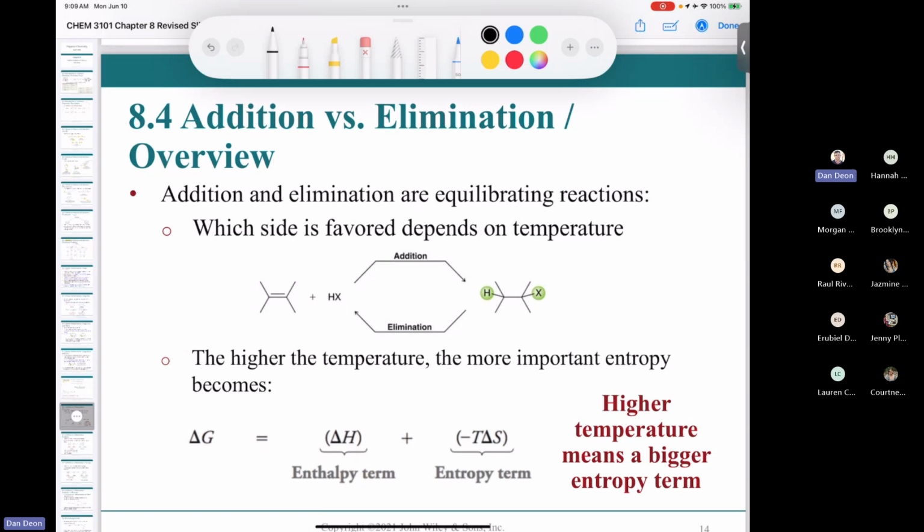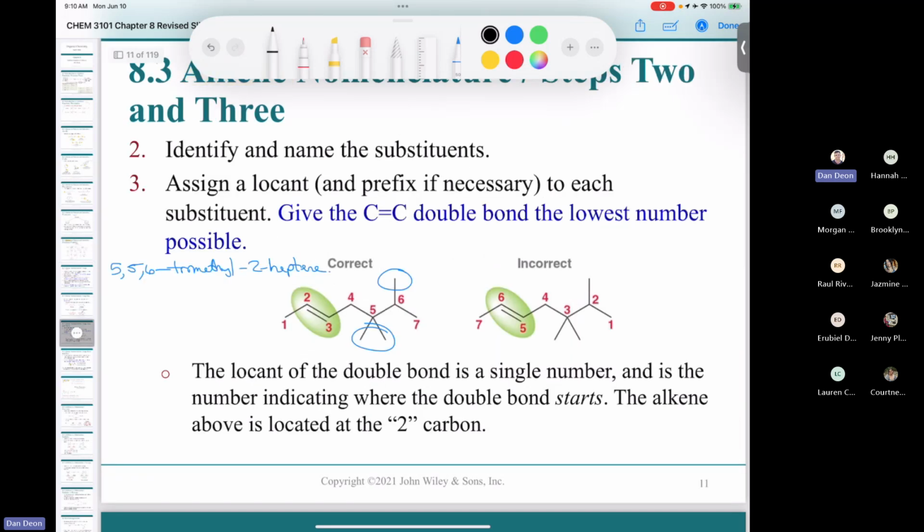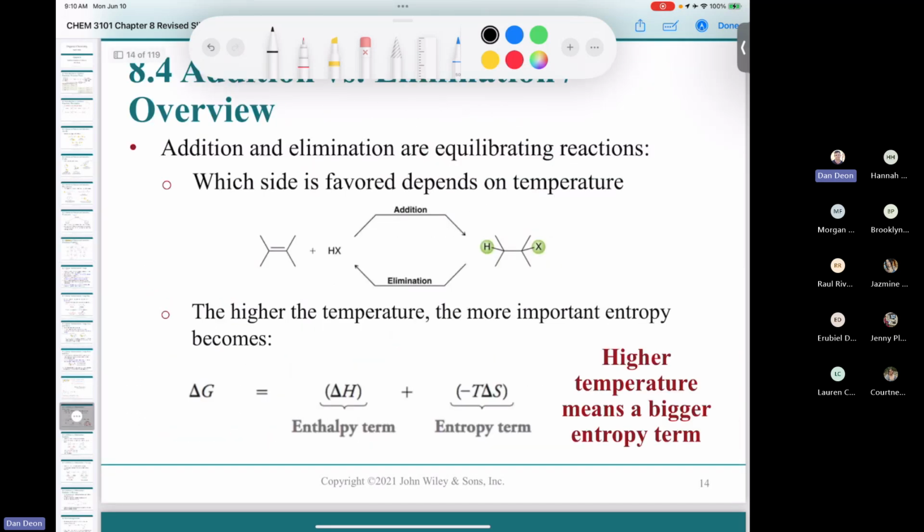Like I told you at the very beginning of the chapter, if you go all the way back to 8.1, I said what we're going to look at mostly are addition reactions. That's where we add something to the double bond. Well, we want to talk about the thermodynamics of this just for a second here.